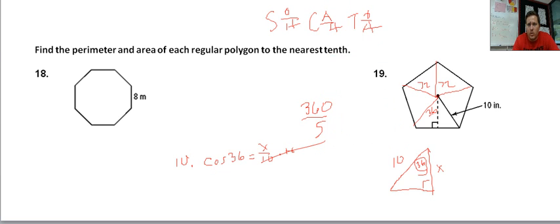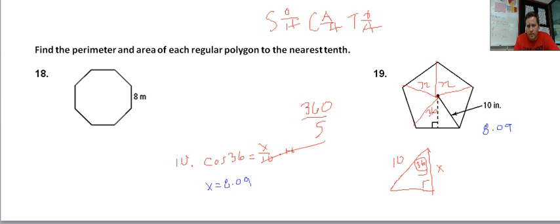which means that my apothem, and where do I put it? Let's put it in blue. Let's put it over here. My apothem is 8.09. And that's what I got here. X equals 8.09, just so you know what I got.